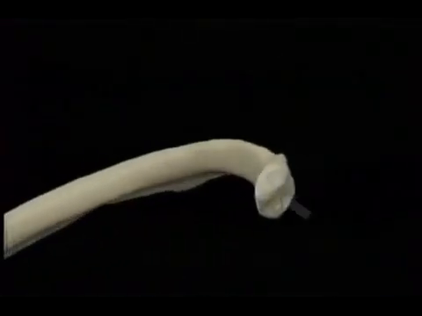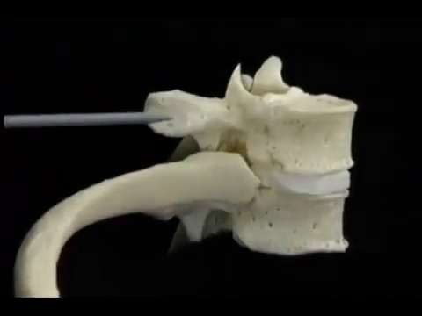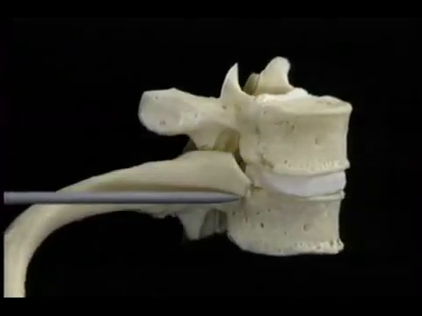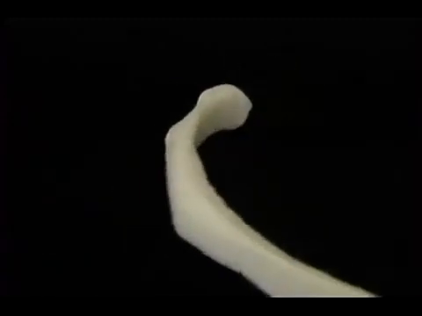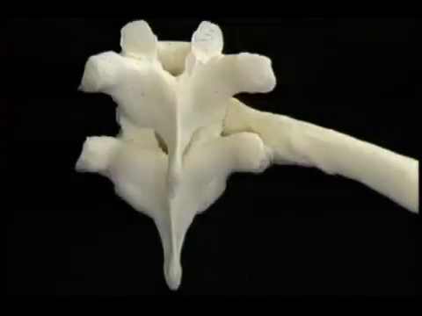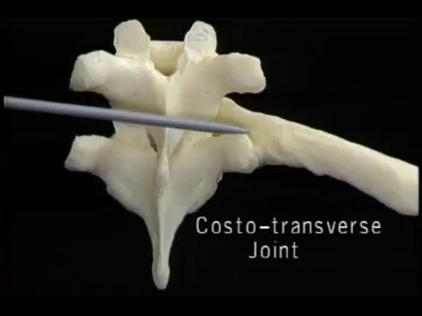As we saw in the section on the spine, the rib articulates with the adjoining vertebrae at 2 points, the head and the tubercle. The head of the rib has 2 articular facets. The 2 facets articulate with the vertebral bodies above and below to form the costovertebral joint. This surface on the tubercle of the rib articulates with the tip of the transverse process to form the costotransverse joint.